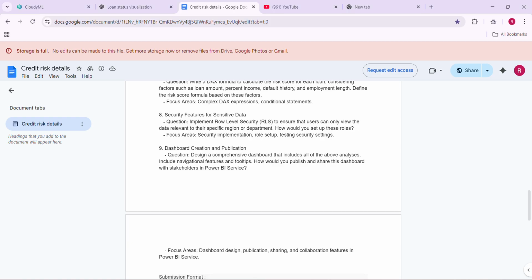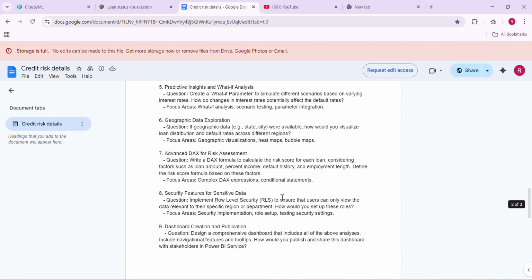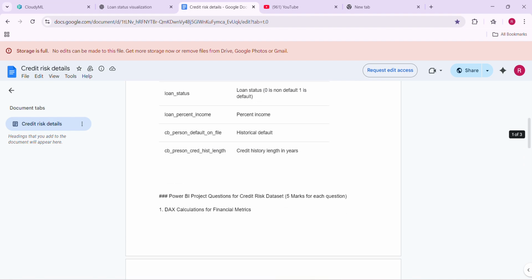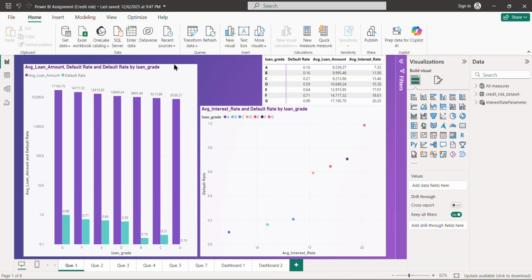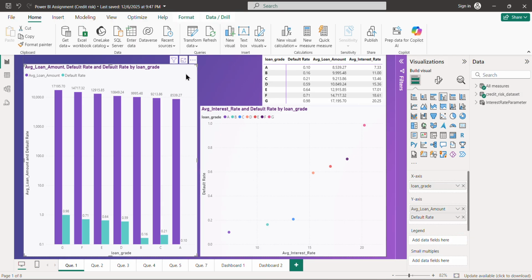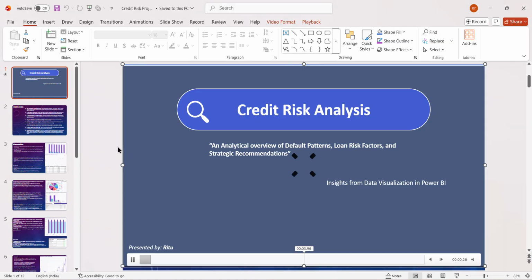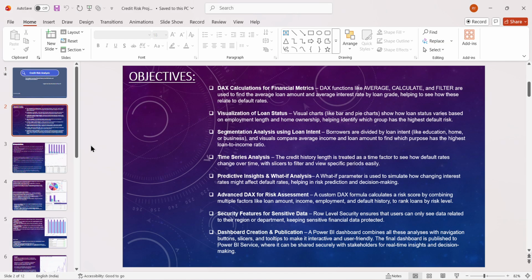So here we have the questions of our project and this is the visualization of our question. Let's explain the average loan amount, default rate and default rate by loan grade chart. So this is the objective slide.